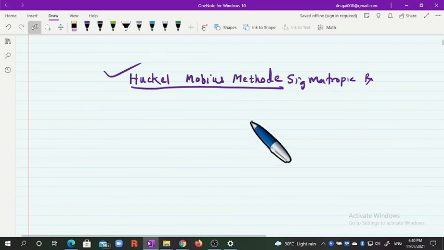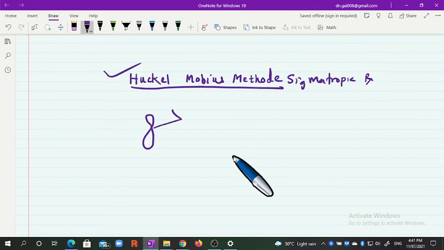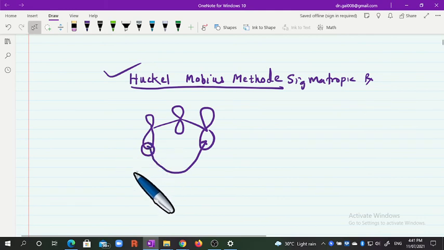Dear students, in this lecture we will discuss the Huckel-Mobius method for sigmatropic reactions. We have discussed that suppose we have the migration of a hydrogen group from this orbital to this orbital. The hydrogen is the S-shaped one, and it is having the positive sign.